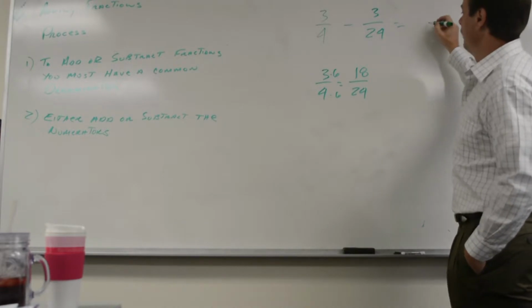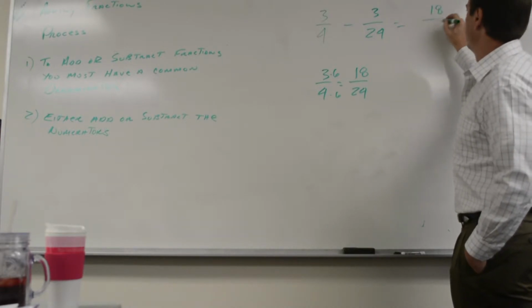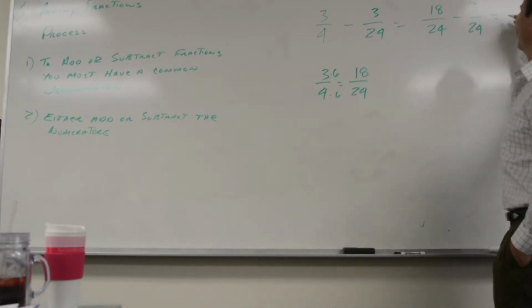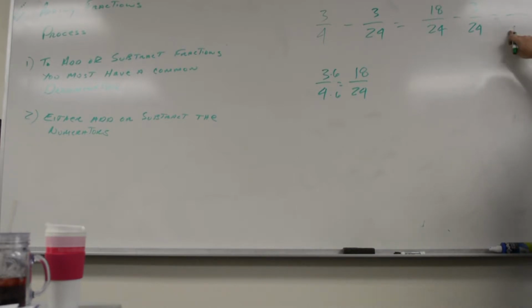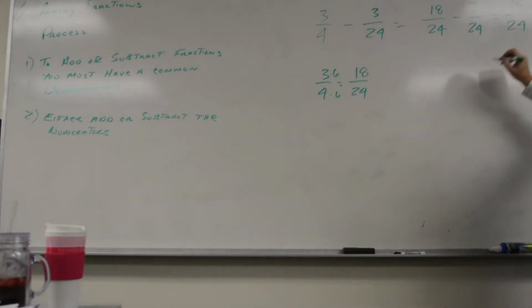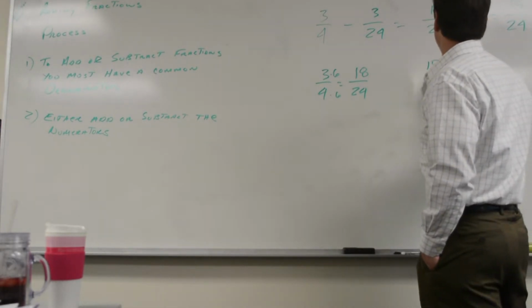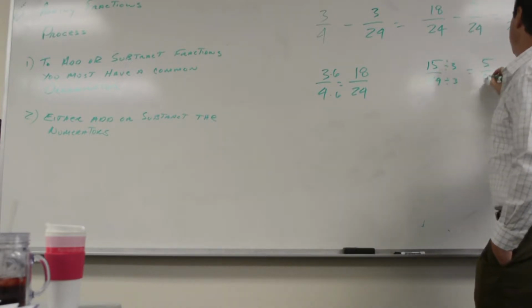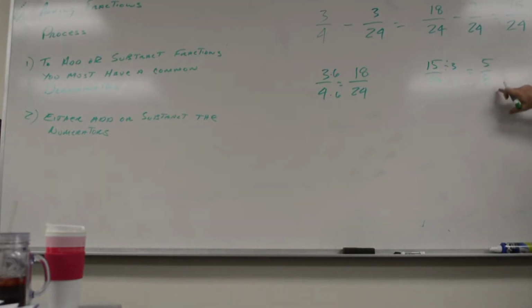So let's rewrite this equation. It's going to be 18/24 minus 3/24 equals, our answer is going to be in 24. Now, 18 minus 3 is? 15. Okay. Now, the question I'm going to ask you, is there any number that's divisible into both numerator and denominator? 3. All right, let me move this over here. 15/24 divided by 3 divided by 3 equals 5/8. Is there any number that is divisible into both 5 and 8? No. So that's in its simplest form.